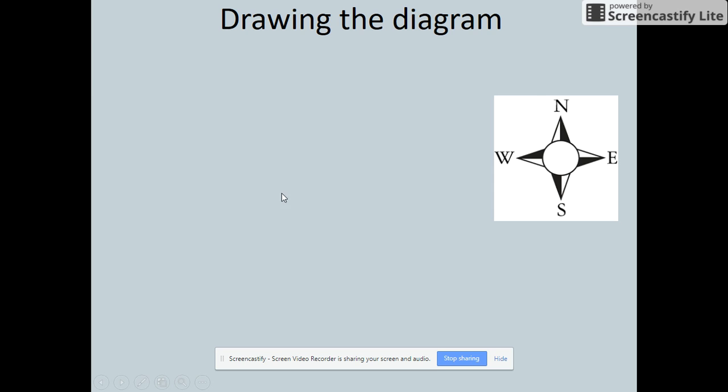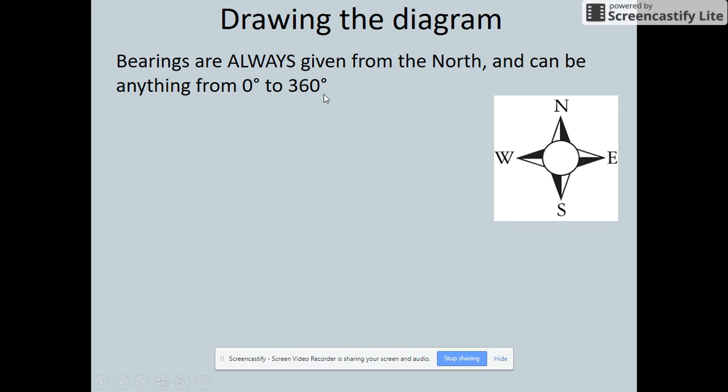Alright, so when we're drawing a diagram, I want you to know that we always start with 0 being north over here. So as you're going around, this would be 90 degrees, this would be 180 degrees, and this would be 270 degrees. Okay, so just always remember in the north, we start at 0. So bearings are always given from the north and can be anything from 0 degrees all the way around to 360 degrees.